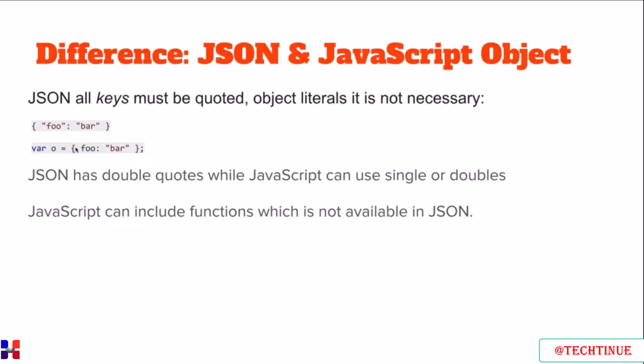So within JavaScript, we don't need to have the quotes around it. Within JSON, we need to have double quotes. So JavaScript can be single or double quotes. Also, we can't run any functions within JSON either.